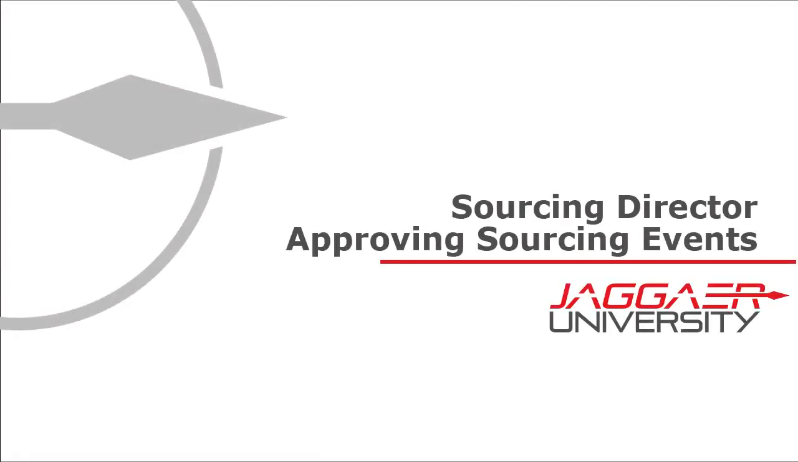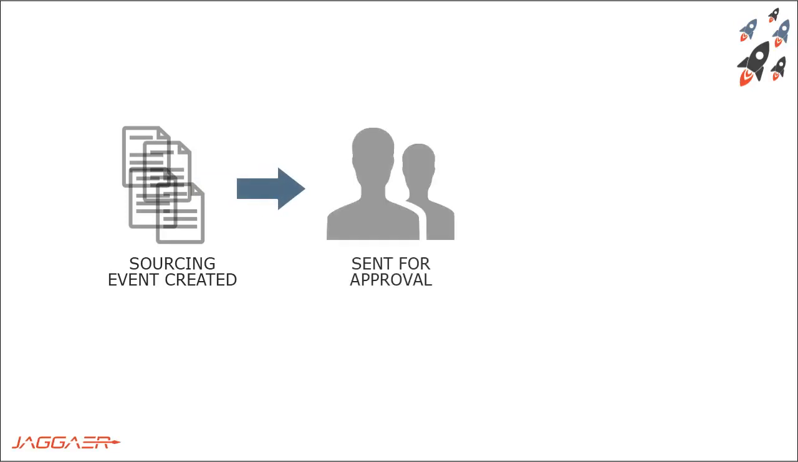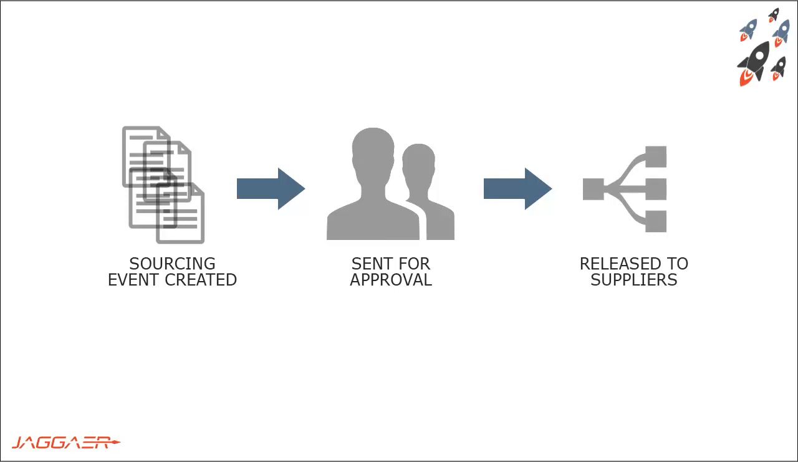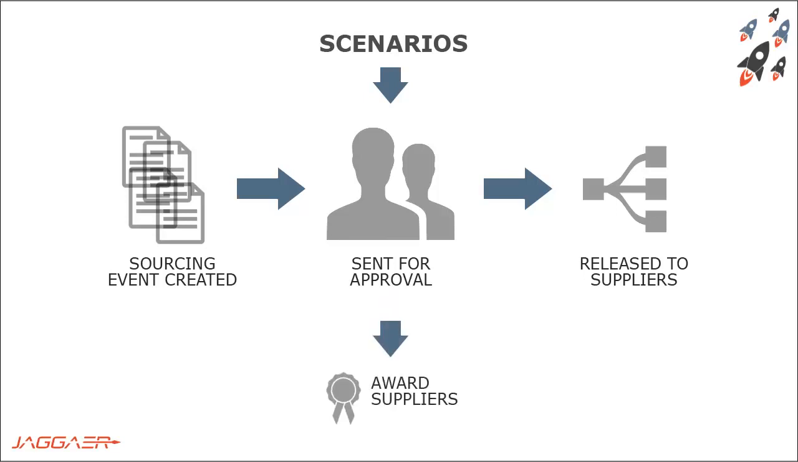This lesson will demonstrate the typical event approval process in Sourcing Director. Depending on business processes, sourcing events will likely require approval from someone other than the buyer before the event is released to suppliers. After the event has ended, another round of approval is typically required to award the bid to the winning suppliers. The Sourcing Director approval process is configurable using Workflow.